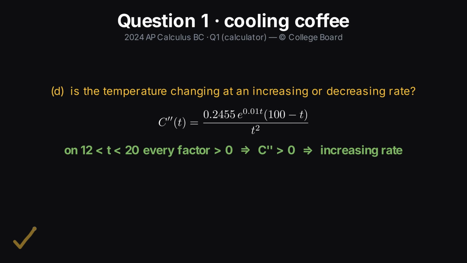degrees. Part D. The second derivative is a positive constant times e to the t term times (100 minus t) over t squared. On 12 to 20 every factor is positive, so c double prime is positive. The temperature is changing at an increasing rate.